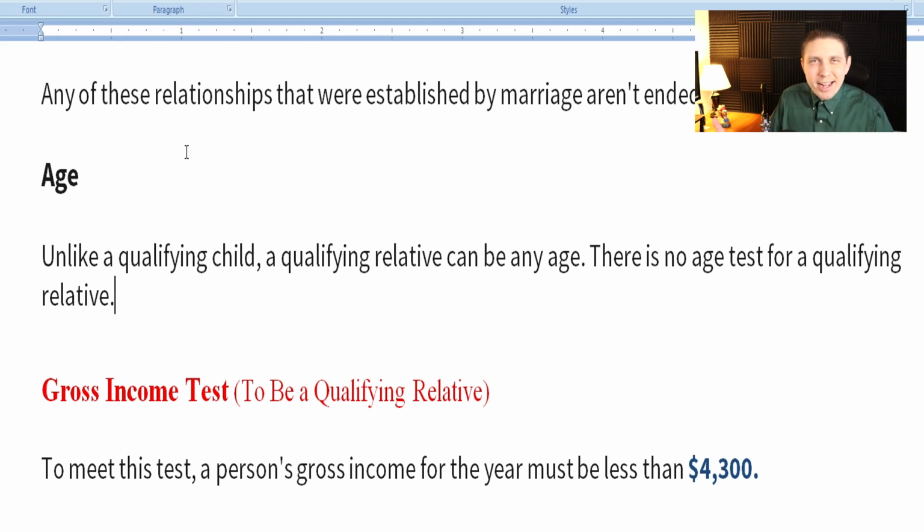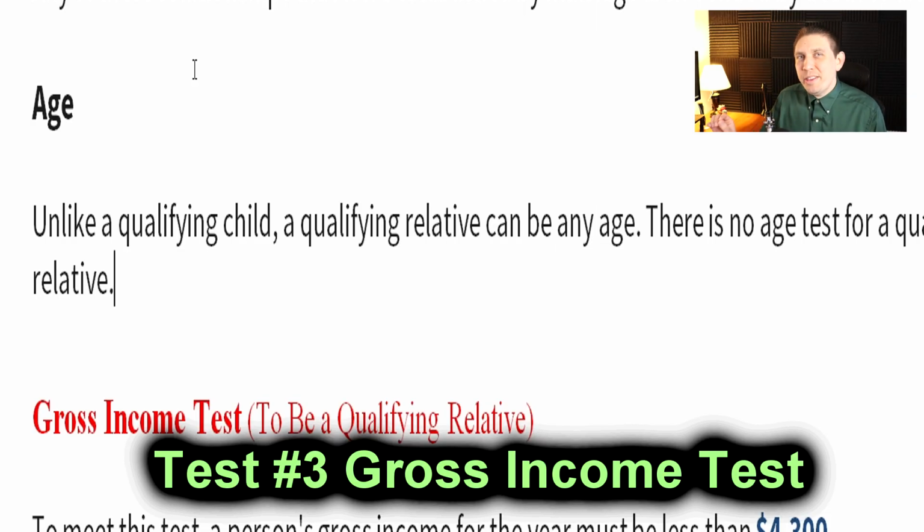Are they in school or are they not in school? With the qualifying relative test, it doesn't have to be that way. So age really isn't a factor, as long as they're not in between that weird age where they could be a qualifying relative or a qualifying child. The gross income test is one of the simplest tests and will probably weed out if they can be your qualifying relative faster than anything else you can do.